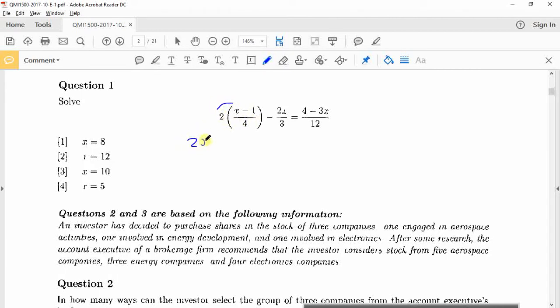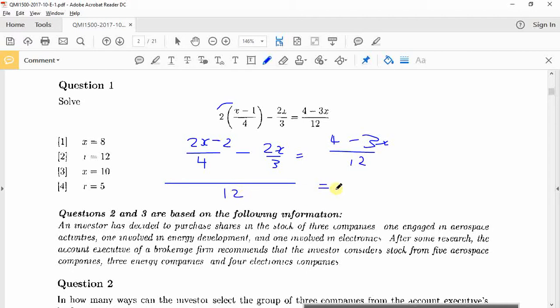So you would have 2x minus 2 over 4 minus 2x over 3 equals 4 minus 3x over 12. Can I work with this as is? No, because I've got fourths, thirds, and twelfths. So what must I do? Convert everything to twelfths. How am I going to convert a 4 to a 12? Times it by 3. So I'll have 6x minus 6.